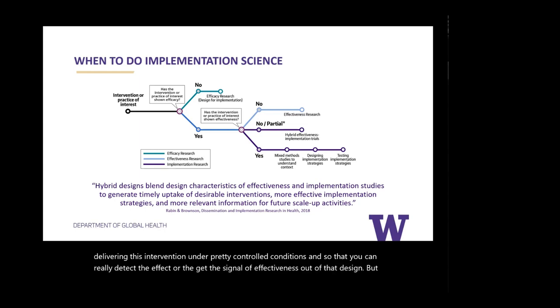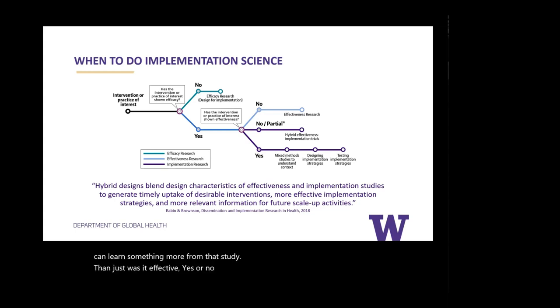But why not add an implementation aim as a secondary aim to your study so that we can learn something more from that study than just was it effective, yes or no? Because that's helpful, but it doesn't really provide a lot of the answers that we would need about how to move it beyond the effectiveness trial context into routine practice. So why not ask the providers, for example, what was your experience like with this? Was this acceptable? Was it feasible to do? What feasibility issues might come up if you were to do this on your own or with existing staff and resources? How easy or difficult would it be to integrate this into your routine practice?